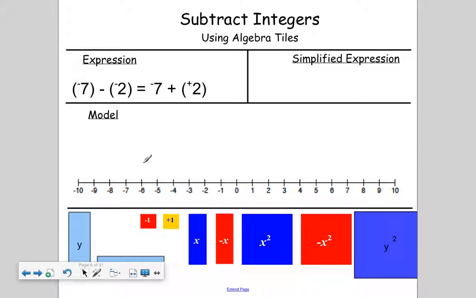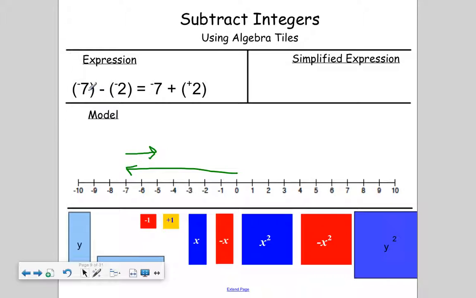Oh, here's our last example. Starting at 0, I go to 7 negatives. I go left, 7 units to the left. I need to subtract negative 2. What's the opposite of negative 2? 2 positives. So I am at negative 5.